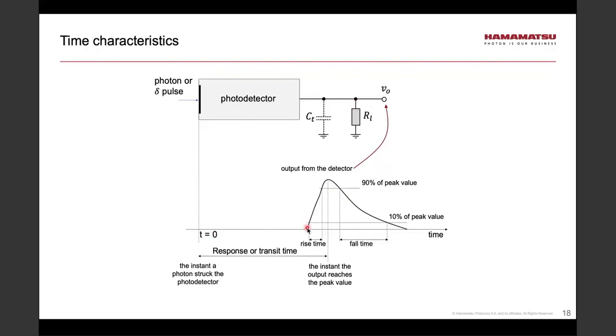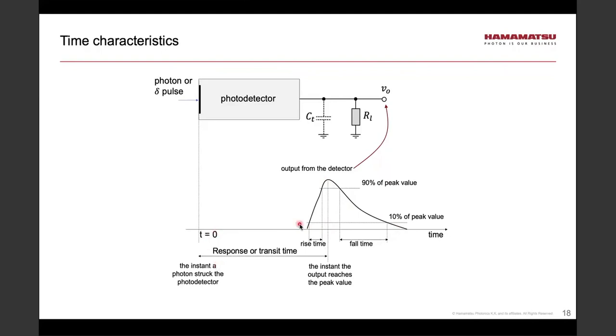And that signal is going to first increase with time, reach some peak value, and then decline. So we're going to get a pulse. The shape of this pulse will depend on the photodetector. In the case of a PMT, the pulse is quite symmetric, whereas in the case of a SiPM, it's quite asymmetric actually. Some nomenclature: the time elapsed from t equal to 0 to the moment when the pulse reaches the maximum value is known as response time or transit time.